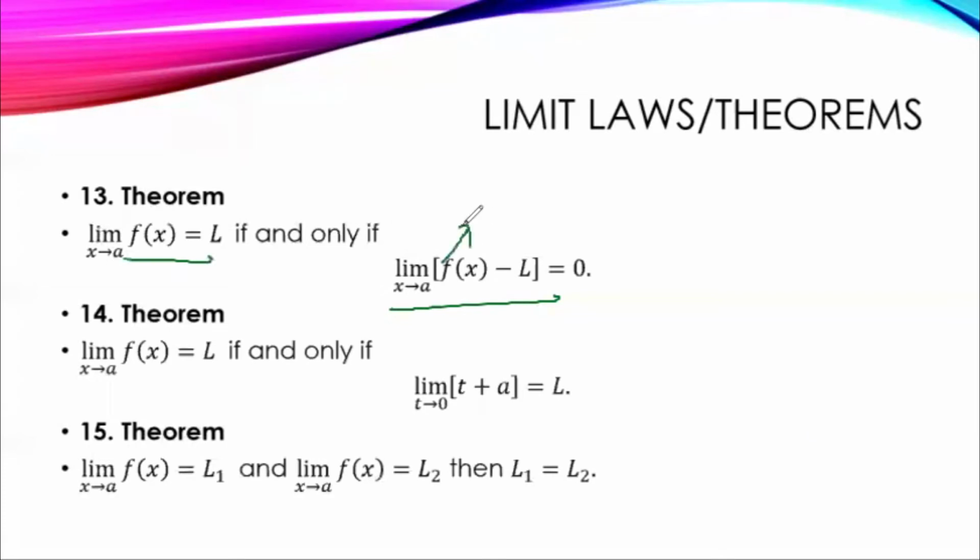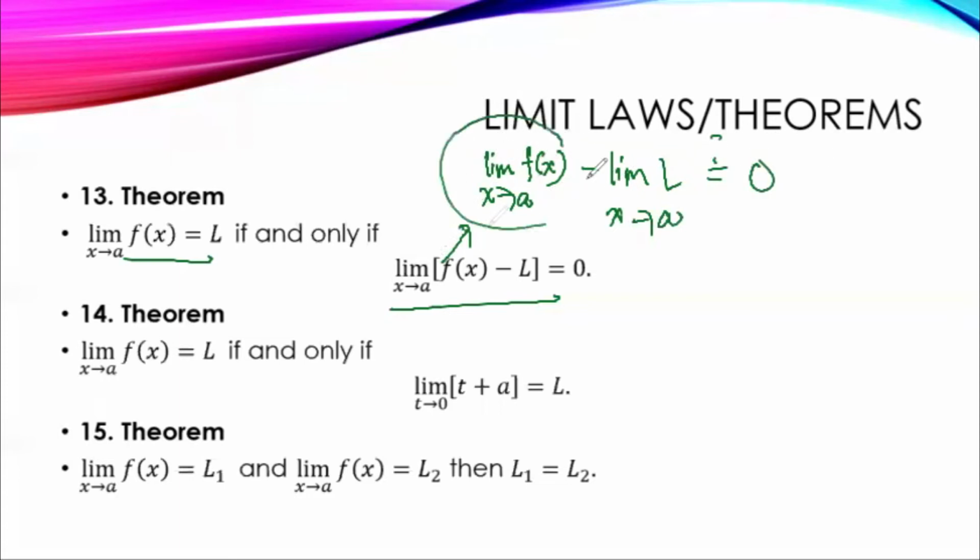Take note that for the limit of f of x minus L, we can apply the limit of the sum and difference. So we have the limit of f of x as x approaches a minus the limit of L as x approaches a. Is this really equal to 0? Can we equate that to 0? Yes, because by assumption, the limit of f of x as x approaches a is equal to L. Then the limit of L, where L is a constant, is L. So L minus L is equal to 0.